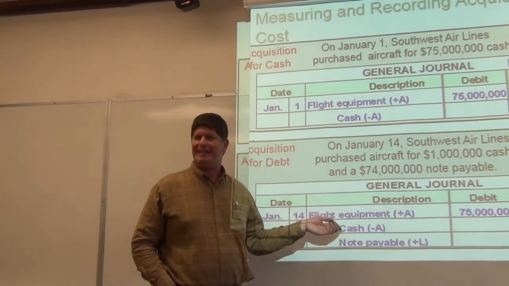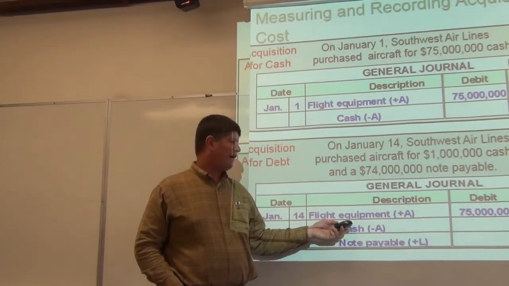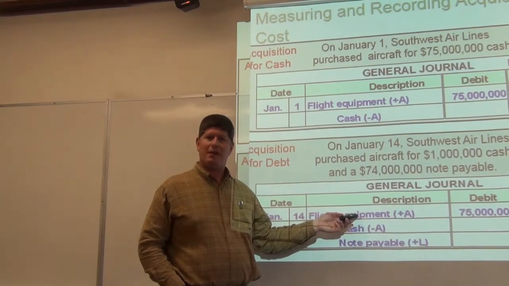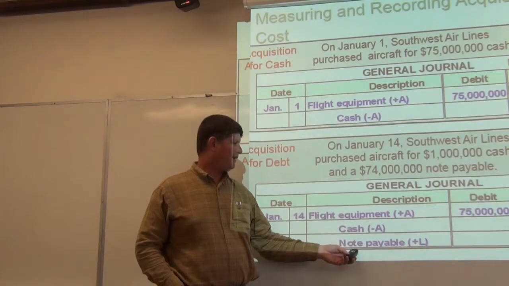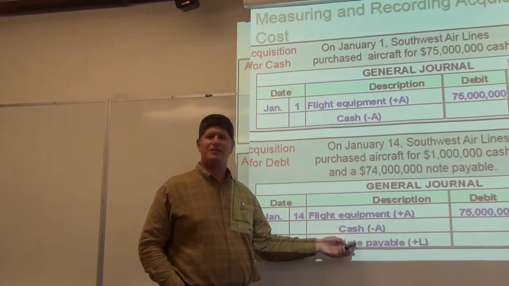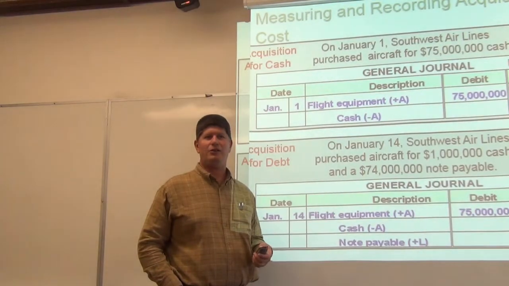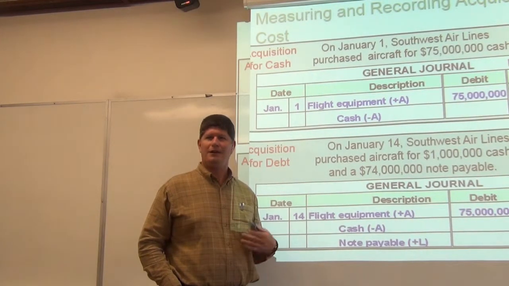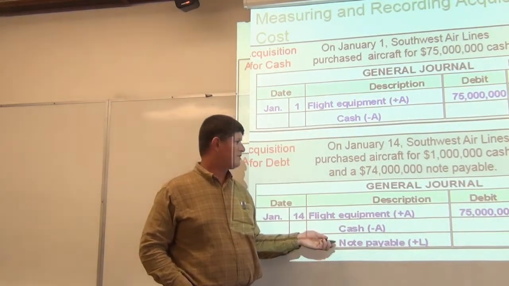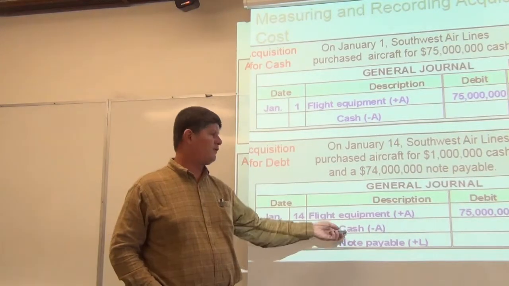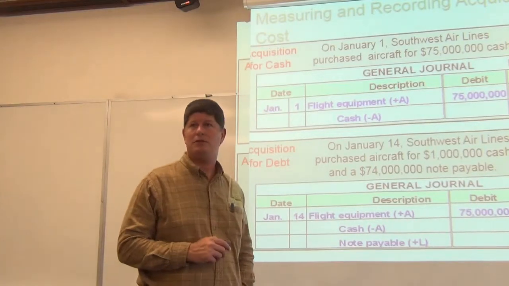Here's another twist on it. They bought a $75 million aircraft, so they debit equipment. They credit cash. We had to put $1 million down, and we promised to pay the rest of it, $74 million, over some period of time. Okay, this is kind of like you or I going down to buy a car, right? You got to put some money down, and you end up making payments on it. Okay? This is much more common. This is a hybrid of paying cash and financing part of it. Good? Questions?